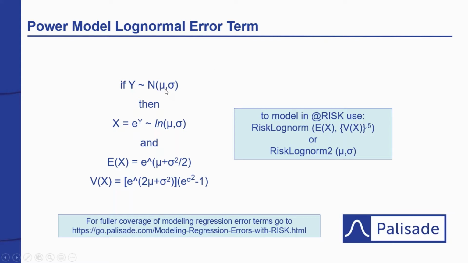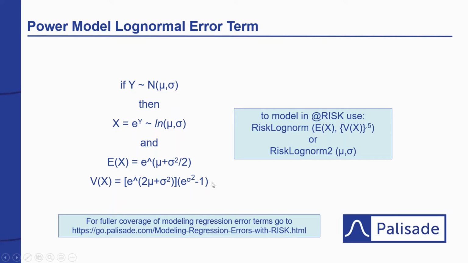we have normal with a mean and a standard deviation. If that's the random variable involved, then raising e to that power actually gives you a log normal distribution with a mean and standard deviation. We call that random variable x. The mean of the random variable x you would find using this formula. The variance for that random variable x uses this formula.